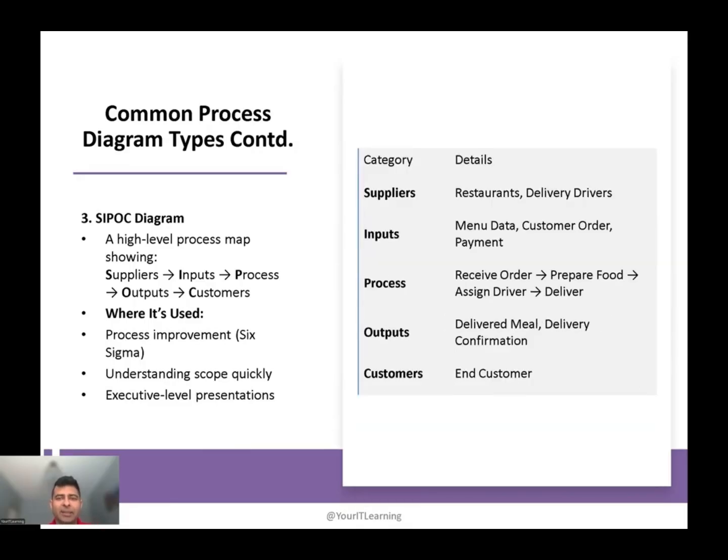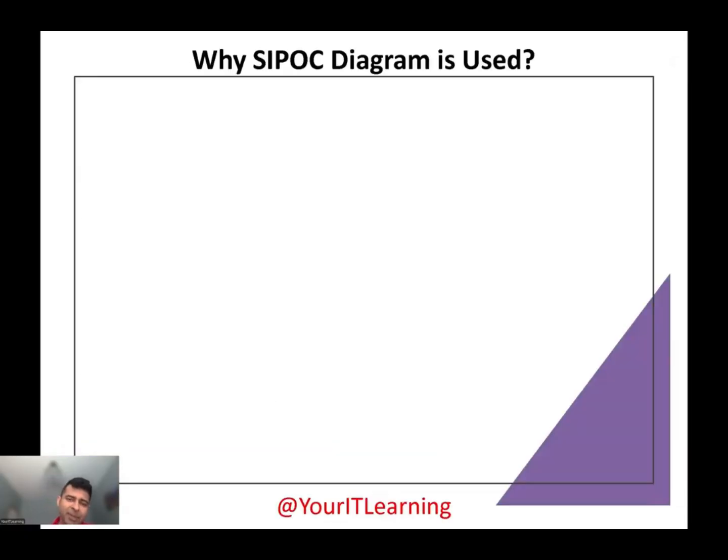Category, supplier. Details will be restaurant, delivery driver. Input will be menu data, customer order, and payment. Process will be receive order, prepare food, assign driver, and get it delivered. Output will be delivered meal, delivery confirmation, happy customer. Customer is the one who will be happy.